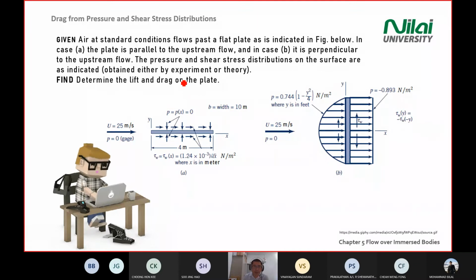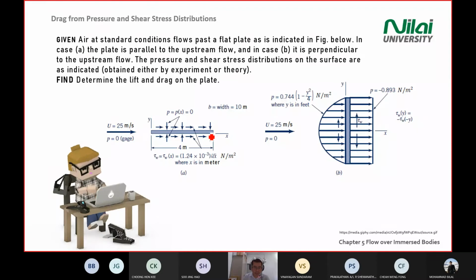All right. Now again, just a reminder, your lift and drag are generated because of the effect of pressure and shear stress. So we're going to use these two, pressure and shear stress, in our equation.